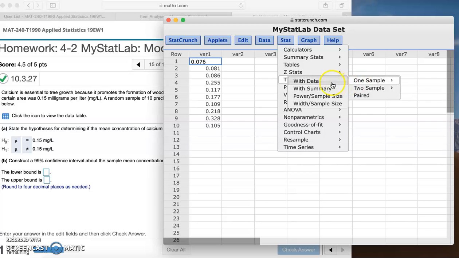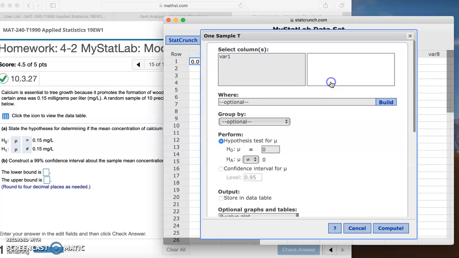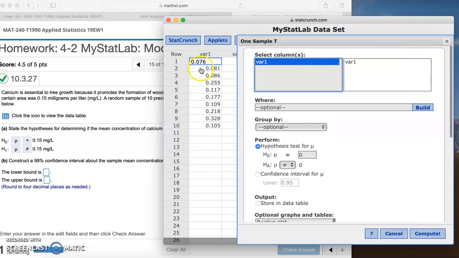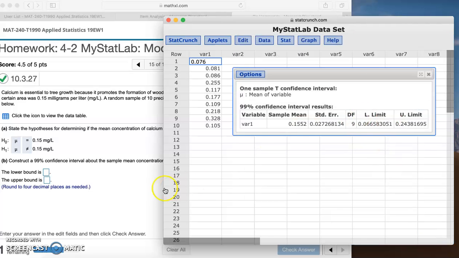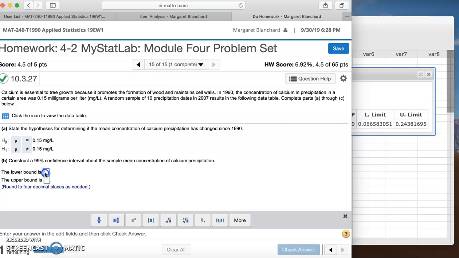We have one sample and we have data since we were given the data set. We're going to select that column, var1, as you see right here where our data is. Then we're going to check confidence interval for the mean. Here it asks us to construct a 99% confidence interval. So we need to put in 0.99 and click compute. And it gives us our lower and upper limits. So here it says round to 4 decimal places as needed.